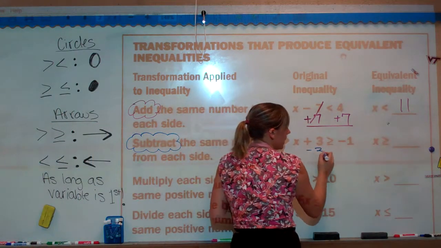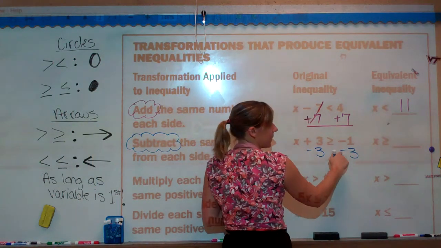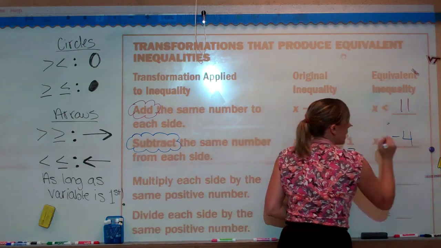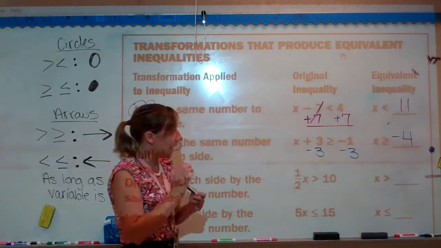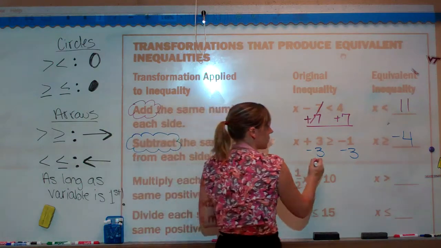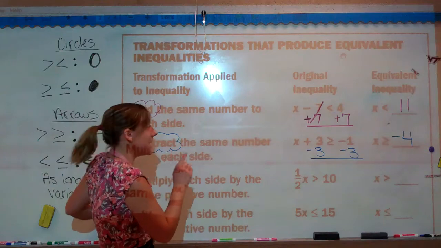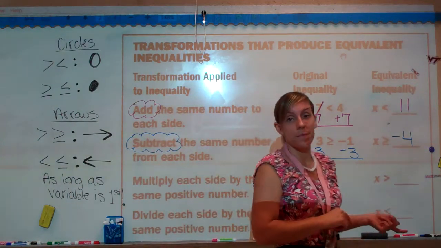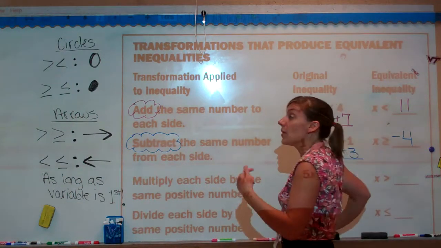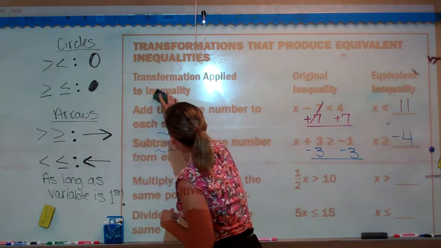I take away 3 here, so I can take away 3 here. Be careful when you combine those. That's actually a -4, okay? So again, it's just like equations, all right? Except now we have to keep one extra thing in mind when it comes to multiplying and dividing. So let me scroll that down.